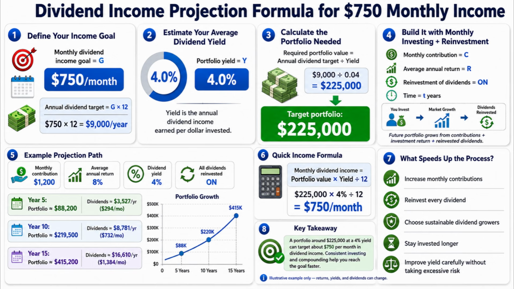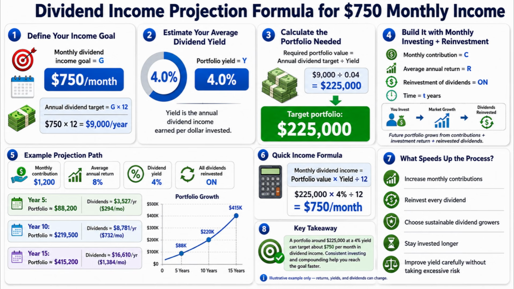After that, by year 15, the portfolio may grow to around $415,200. At the same 4% yield, this could generate around $16,610 per year, or about $1,384 per month. This shows how staying invested longer can increase the income potential significantly.